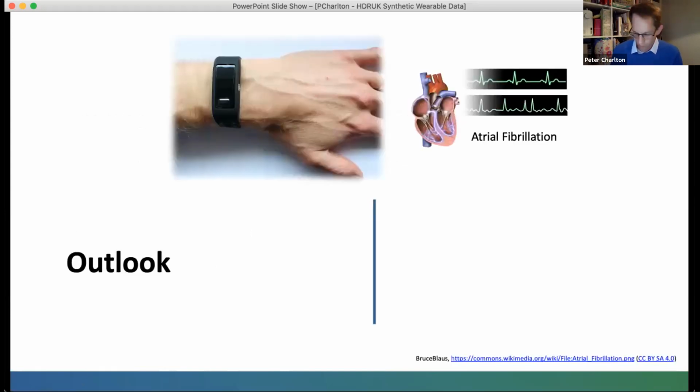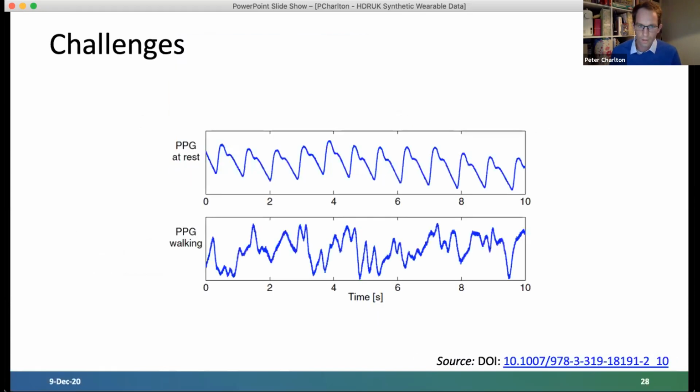So the outlook for the future. A key challenge, of course, is that the simulated data I've just presented were entirely clean, free from noise. In reality, if one tries to acquire this data in daily life, then there is a whole host of influences causing noise in the signals. So here is shown a PPG signal above, relatively clean at rest, and then one whilst walking below, which is much more noisy. So perhaps we should incorporate noise into the model.